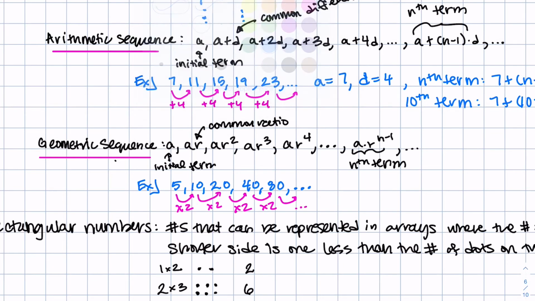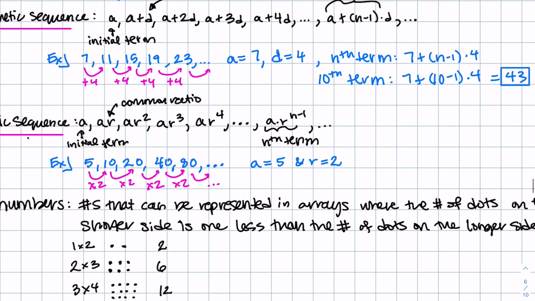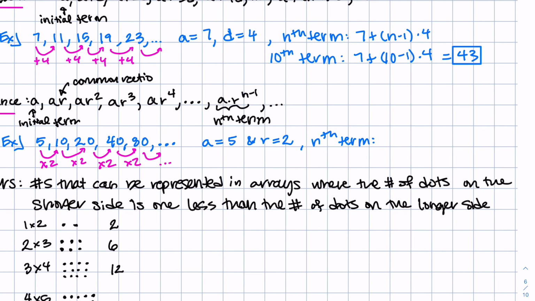Okay. So in this example then, my initial term, of course, is just 5. And my common ratio that I'm multiplying by is 2. If I want to find the nth term, so some generic term in the sequence, that would be 5 times 2 to the n minus 1.